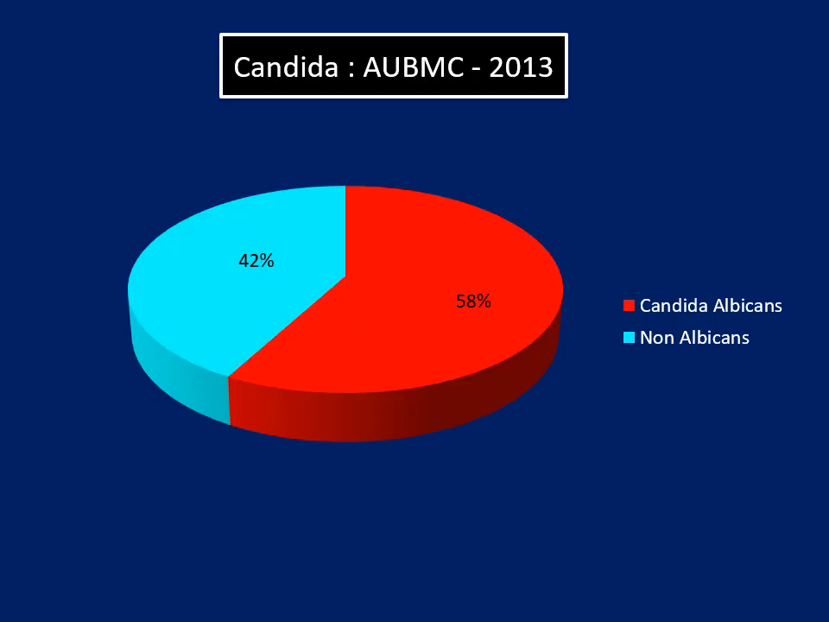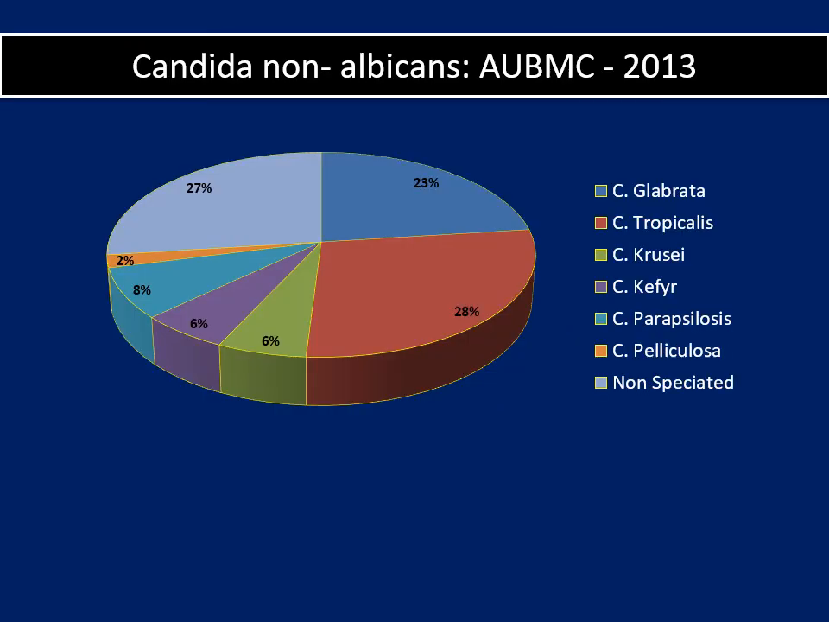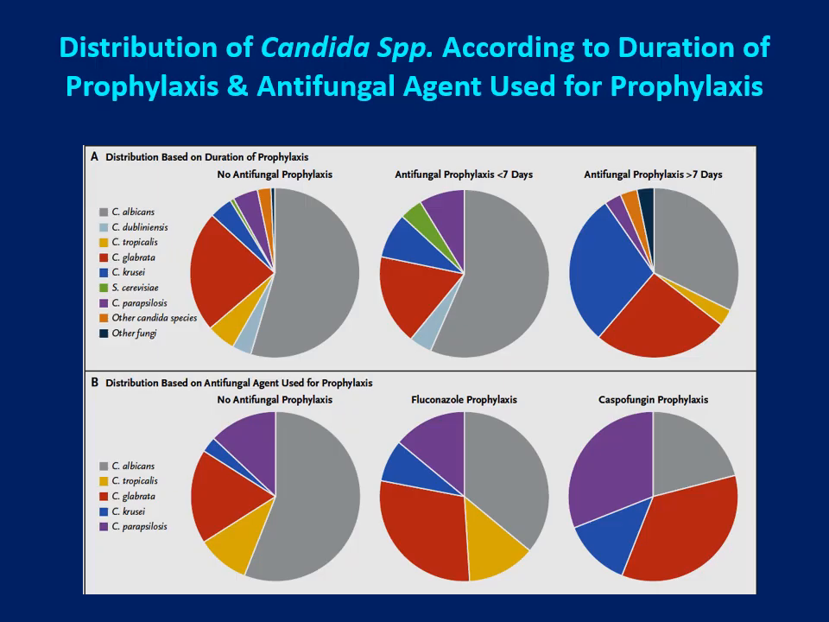So this is data from AUB, where we can see that we have albicans and non-albicans together. If you look at the non-albicans, we will find that we have a lot of glabrata, tropicalis, krusei, kefyr, parapsilosis, pelliculosa, and some of them were non-speciated. However, we haven't really encountered auris so far at AUB, and we are lucky for that.